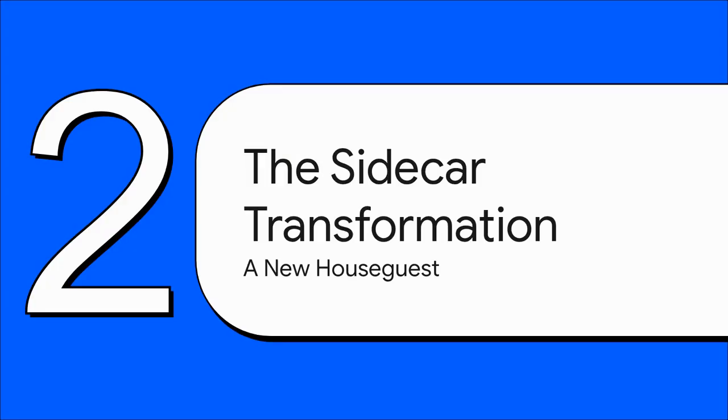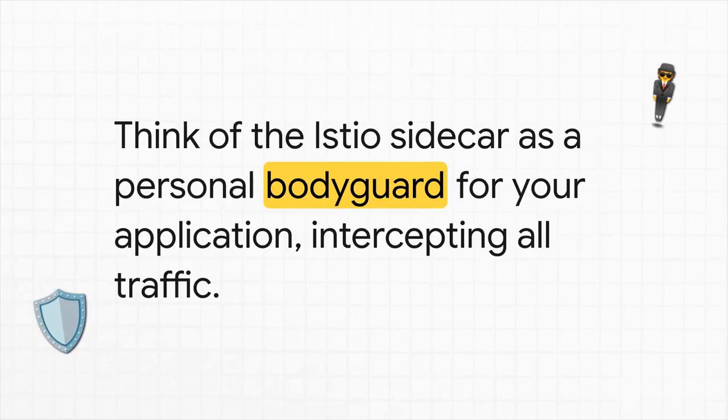The moment you enable Istio, you're not just adding a feature. You're inviting a brand new and very influential house guest into every single one of your pods. This is what we call the sidecar transformation. And honestly, this is the absolute best way to think about it. This new container, the Istio proxy, it's basically a bodyguard. It stands right next to your application, and its job is to intercept every single packet coming in or going out. It handles all the messy security and networking stuff so your app doesn't have to. But here's the thing. This bodyguard has its own needs, and it has its own rules.